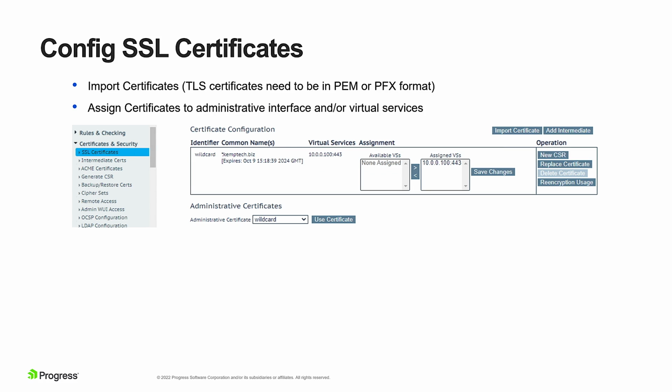Once you've imported them, they'll be shown on the appliance in this list of certificates, and from there you can assign them for different purposes, to include managing the appliance. So if you see administrative certificates listed in the bottom, right down in here, what you'll notice is that one's been assigned now to this wildcard certificate called kemptech.biz.